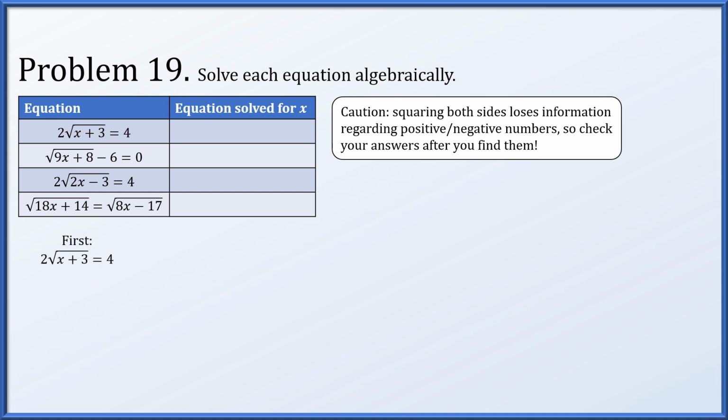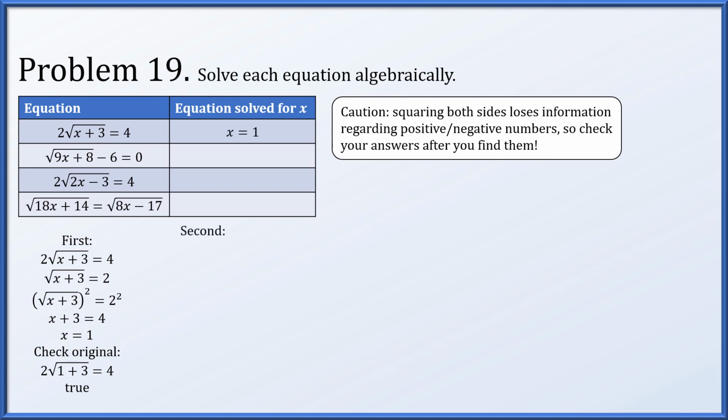So first, we have 2 times the square root of x plus 3 equals 4. We're going to divide both sides by 2. Now we can square both sides, canceling out that square root, and we have x plus 3 is 2 squared, aka 4. This gives us x equals 1. Does that work in the original expression? Why, yes. 2 times the square root of 1 plus 3, that's 2 times root 4, or 2 times 2, that is 4. So this checks out. So x equals 1 is the solution to the first equation.